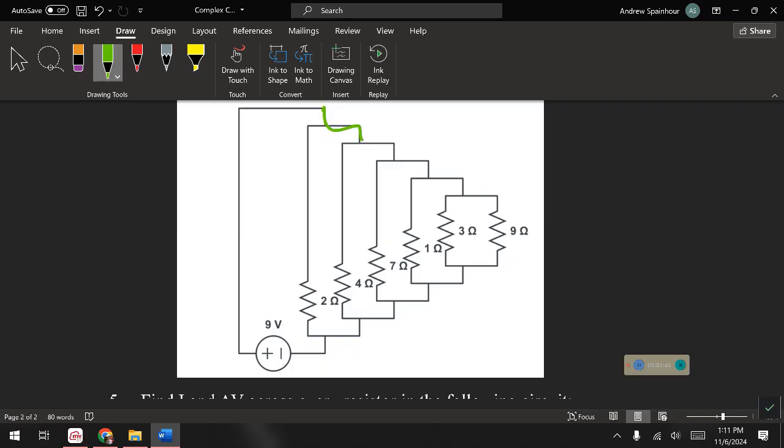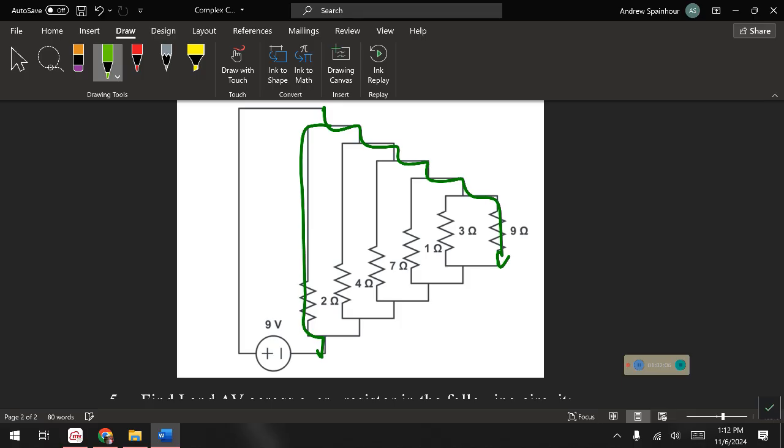Yeah, I could go this way, or I could go this way. Is there one resistor down each? So are all of those in parallel with each other? Yes. The way I'm doing that is 1 over 2 plus 1 over 4 plus 1 over 7 plus 1 over 1 plus 1 over 3 plus 1 over 9, then inverting it.